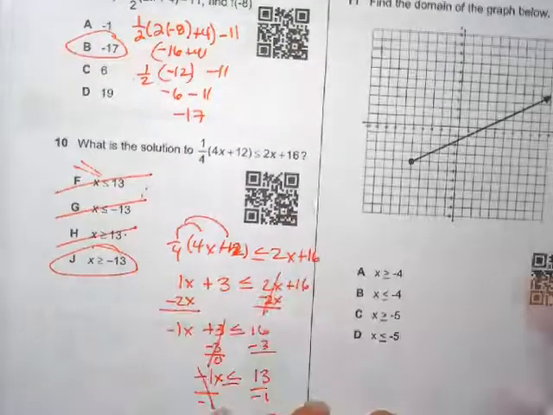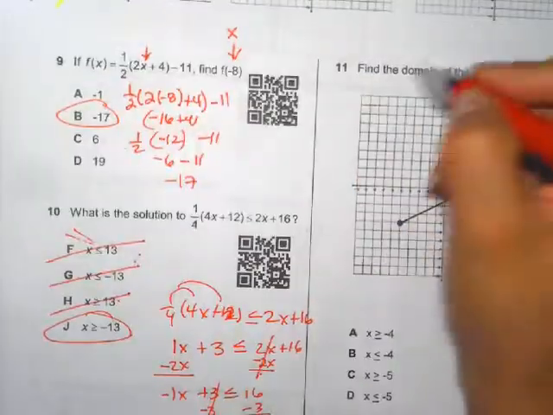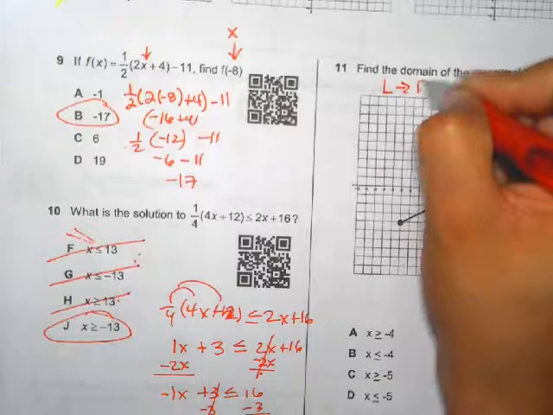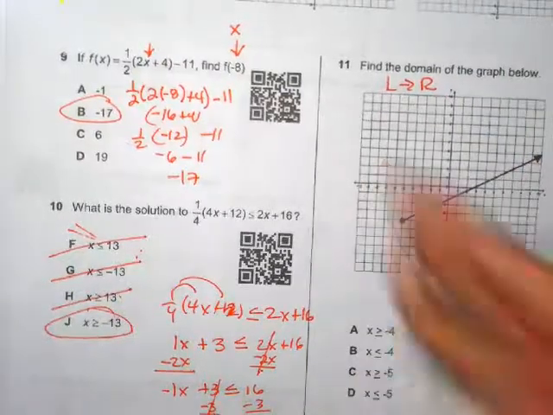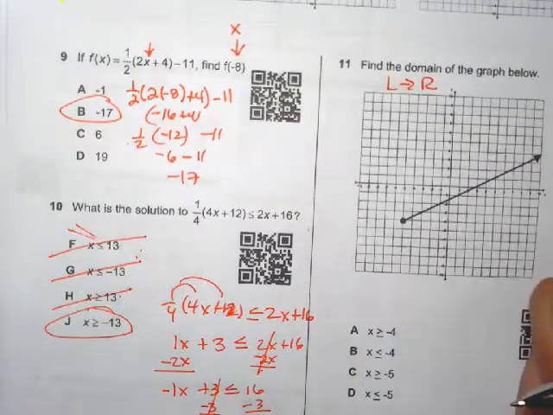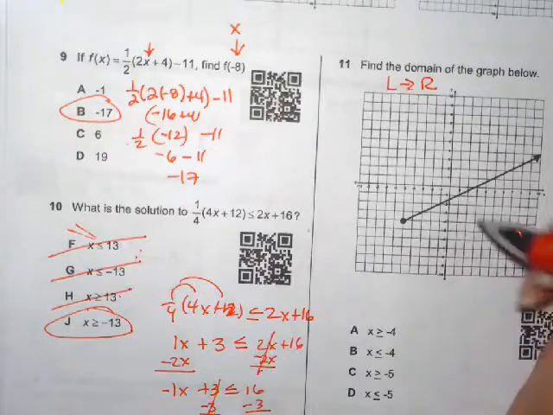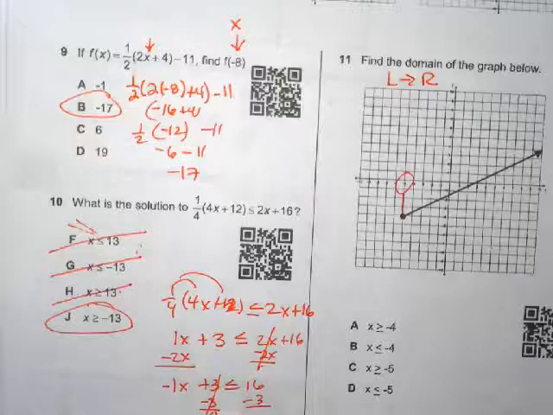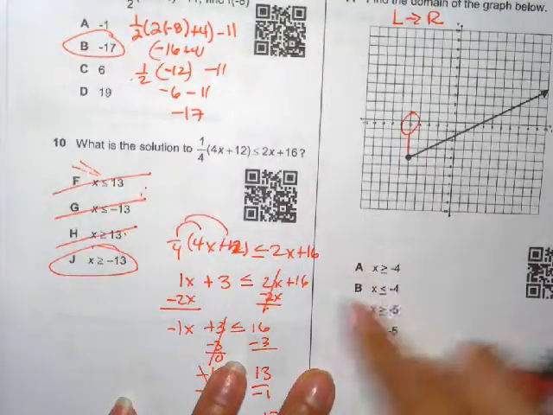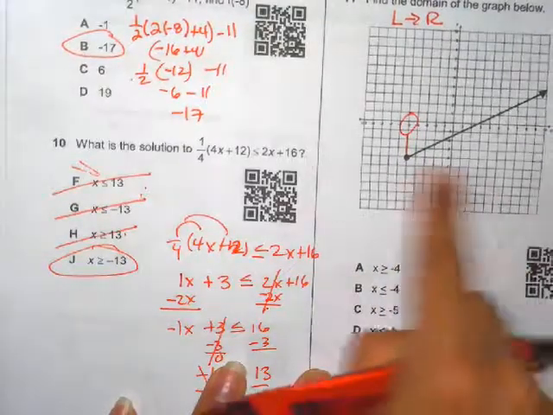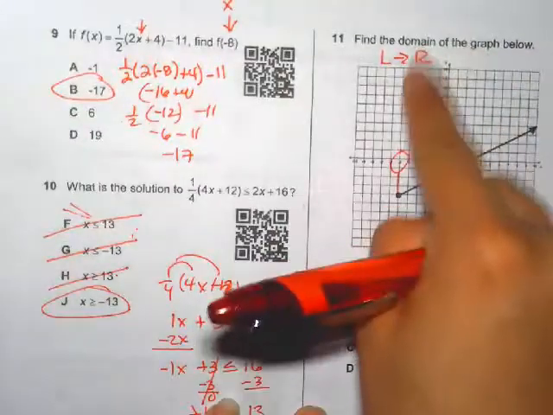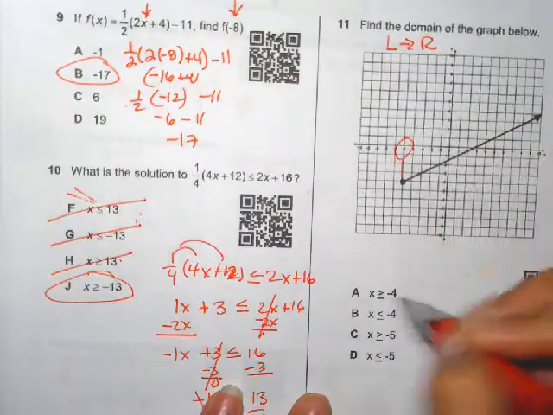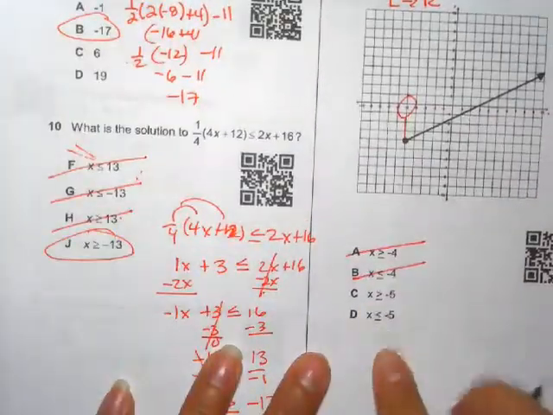All right, last question of our review. As for the domain, remember domain is left to right. How far does this go left? What is the x value? Negative 5. Now, a lot of people, see how I put the negative 4? They're thinking that you're going to follow the y value. Remember, domain is x. So it goes as far as negative 5. So you have a 50-50 chance of getting it right now.